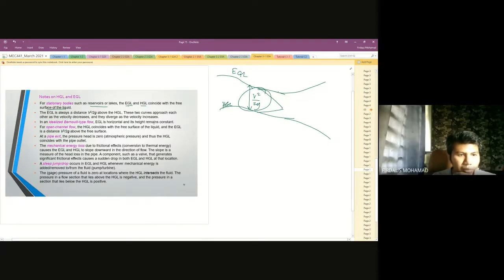Okay, so yang ni kalau idealized. For open channel flow, the HGL coincides with the free surface of the liquid, and then EGL is a distance V squared over 2G above the free surface. Okay, so this is for the open channel flow. So you can read for the pipe exit, what is zero? The pressure head is zero. So HGL coincides with the pipe outlet. Okay, so you can read the example of HGL and EGL, based on this definition.